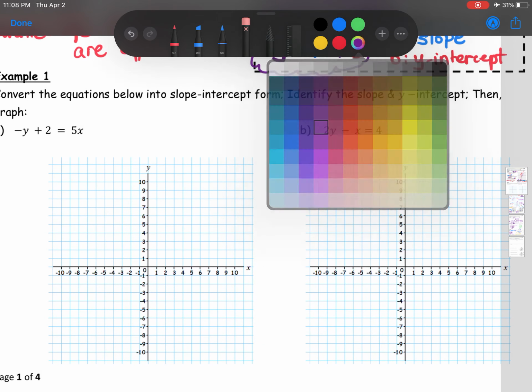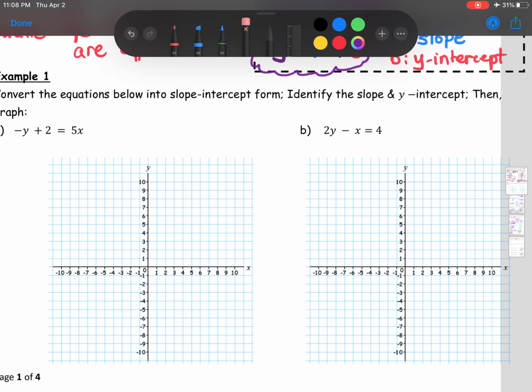Okay, let's go. It says convert the equations into slope-intercept form. Whenever I say slope-intercept form, I'm talking about y equals mx plus b. This is the form I want my equation to be in. And identify the slope. Slope is my m, and my y-intercept is b. Then graph. Your equation is not in slope-intercept form, so you want to make it in slope-intercept form. Basically, solve for slope-intercept means, let's write that down, solve for y. That's what should come to your mind, okay?